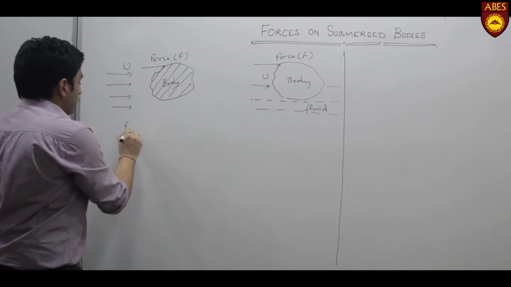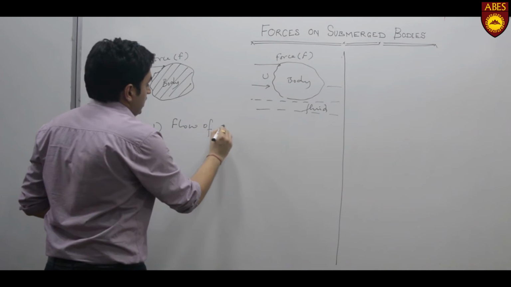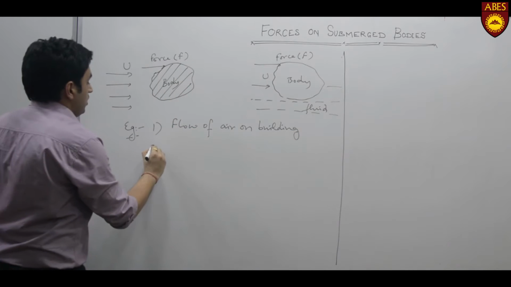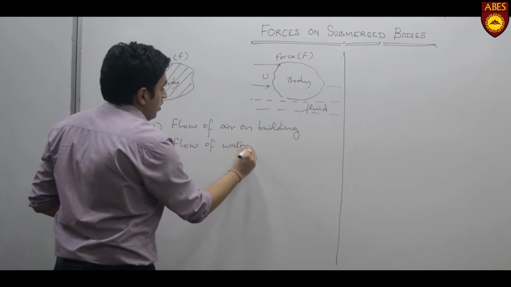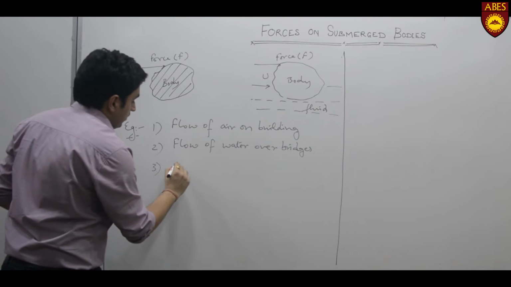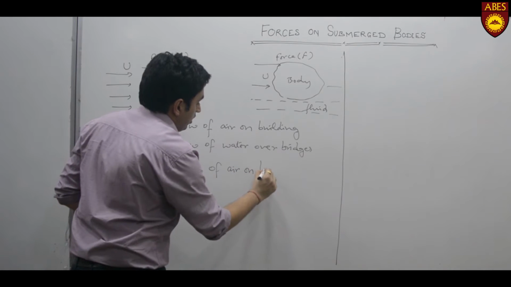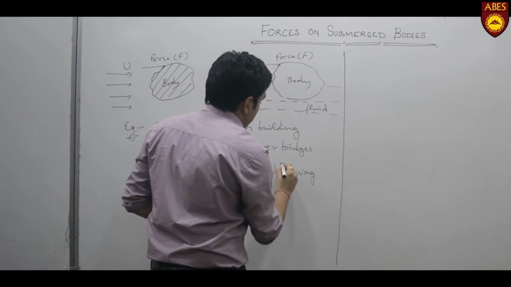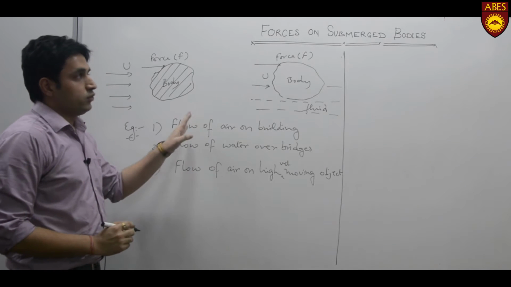Now we see examples. First one, like flow of air on some building or some structure maybe, then flow of water over bridges, or it may be some flow of air on some high velocity moving object. So these may be some practical examples which are related with the forces on submerged bodies.